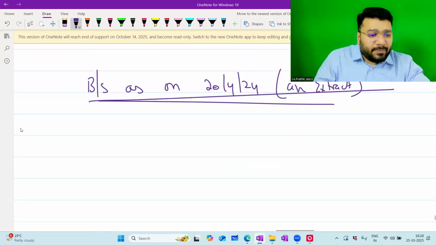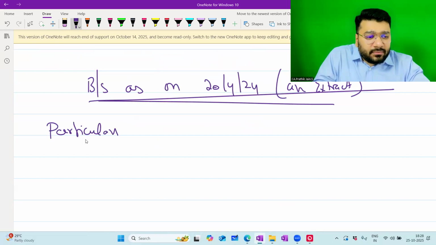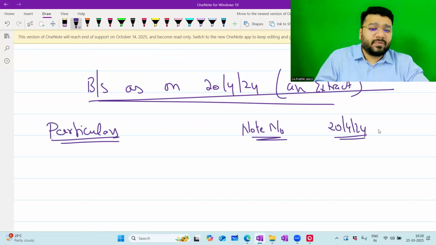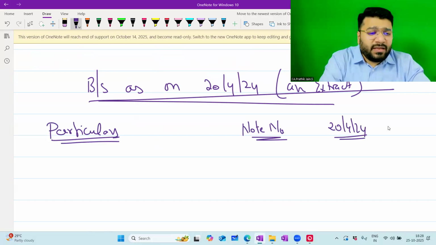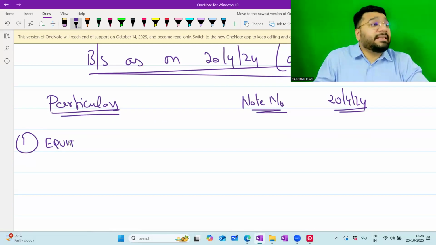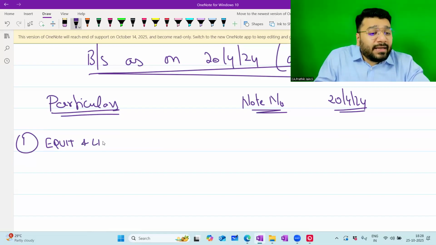The format of the balance sheet, people. First, particulars, who will say? Particulars, note number, 20 April 24. Am I right? Current year, then previous year. Leave the previous year. First item is what? Equity, not equities. Equity and liabilities.